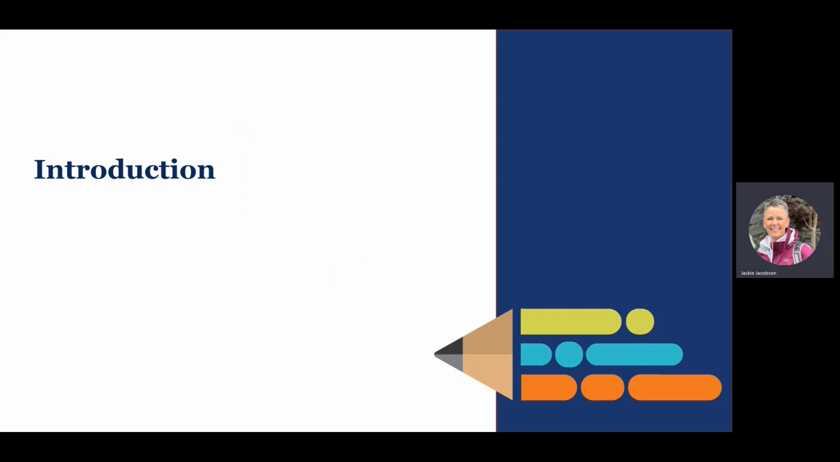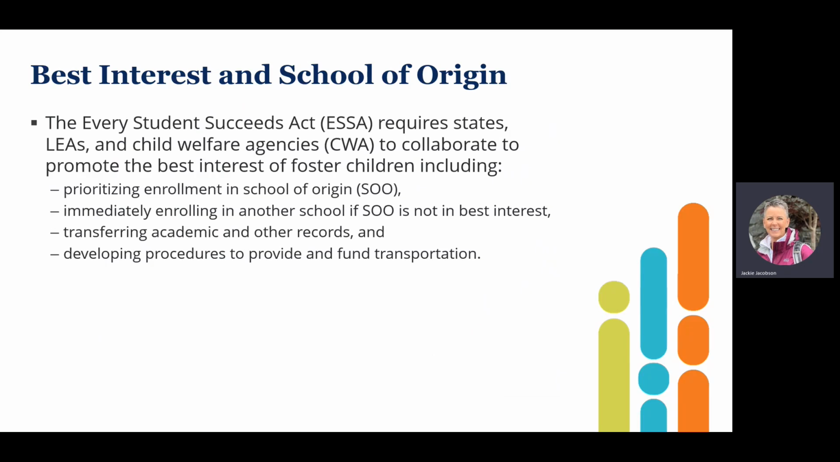Let's begin with a review of the law and the definition of foster care students. As we're all aware, ESSA requires states, LEAs, and child welfare agencies to collaborate to promote the best interest of foster children, including prioritizing their enrollment in the school of origin, immediately enrolling in another school if that school of origin is not in his or her best interest, quickly and immediately transferring academic and other records, and developing procedures to provide and fund transportation.